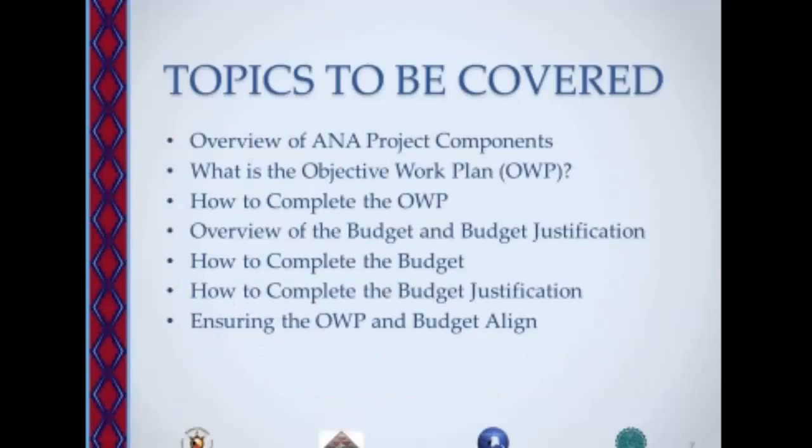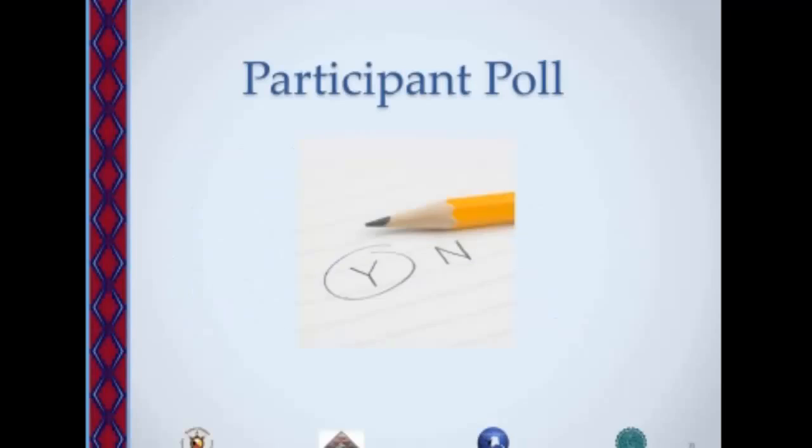Today we're going to be covering just a brief overview of ANA project components. We're also going to be talking about what is an objective work plan and how to complete it. We're also going to go over the budget and budget justification as well as how to complete both of those items. And lastly, we're going to go over how to ensure that the objective work plan and budget align. But before we dip into all of this, I'd like to ask you a question. There's going to be a poll that pops up on your screen. Have you written an ANA application before?